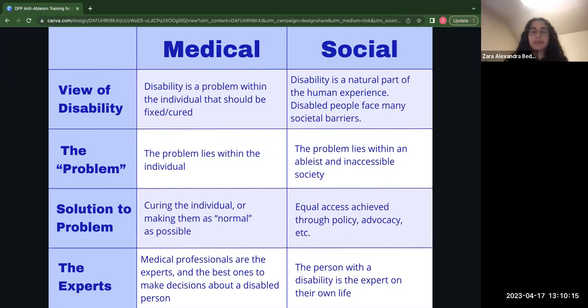The cultural model is very similar to the social model in that it identifies an ableist society and ableist attitudes as the problem, but the cultural model takes it a step further. Through this model, disability is seen as an inseparable part of identity and is understood as valuable human diversity.